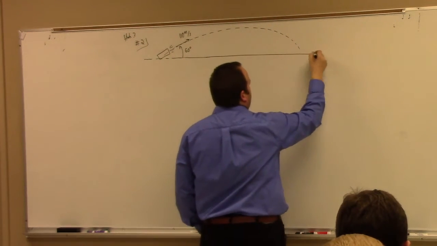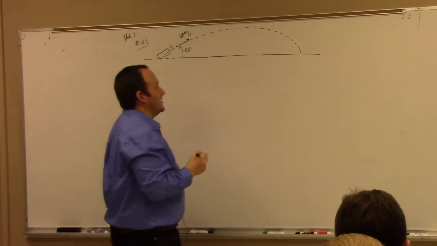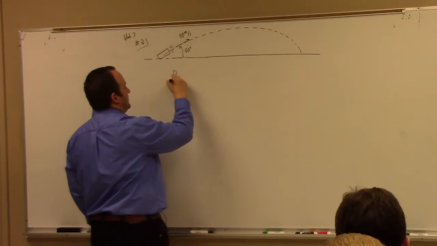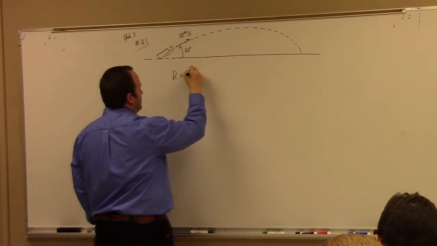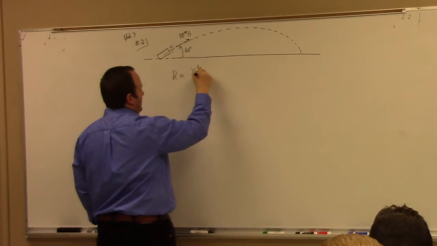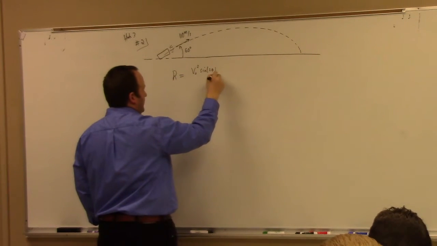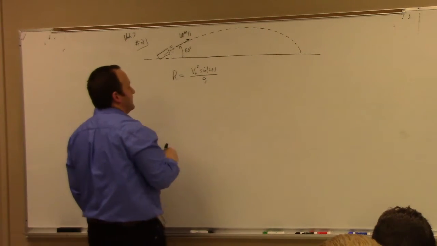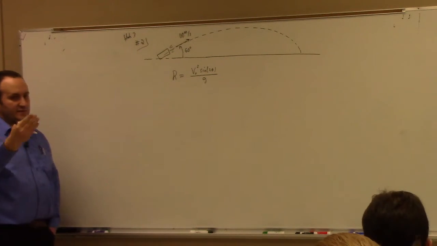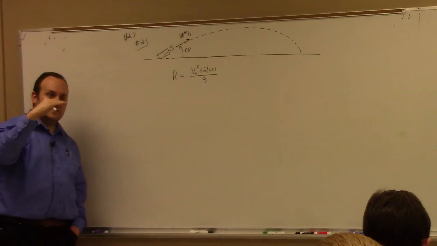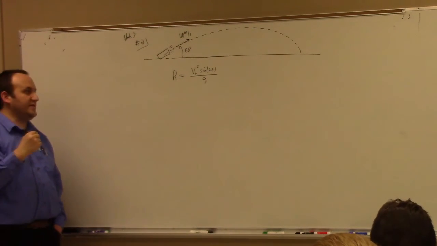I mean, this is a made to order problem. We derived this before. We proved that the range was v naught squared sine of 2 theta over g. This is exactly the situation where that formula is relevant because the initial and final heights are the same, right? So I can just use the range formula here.